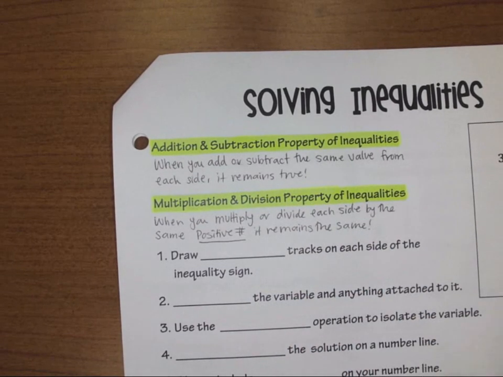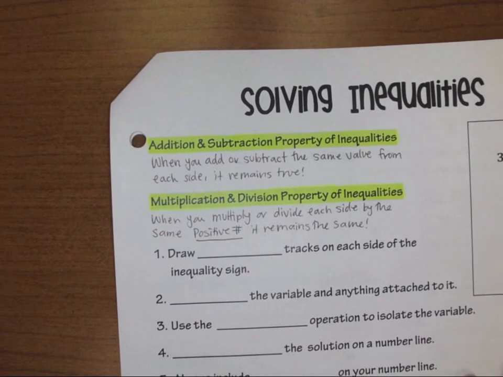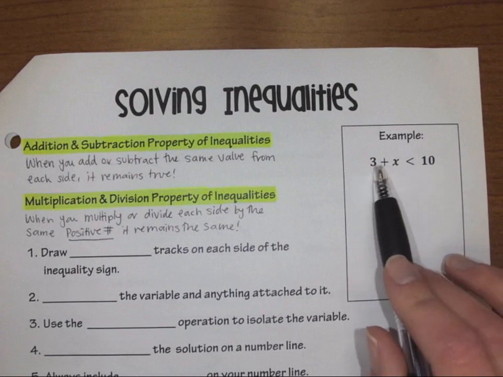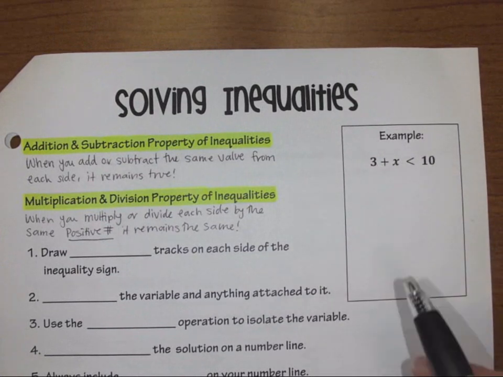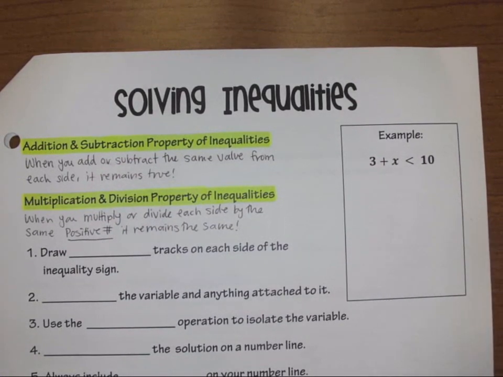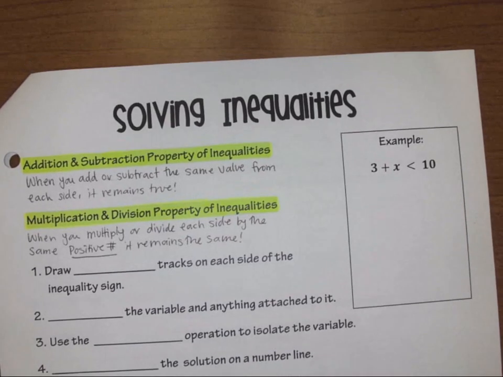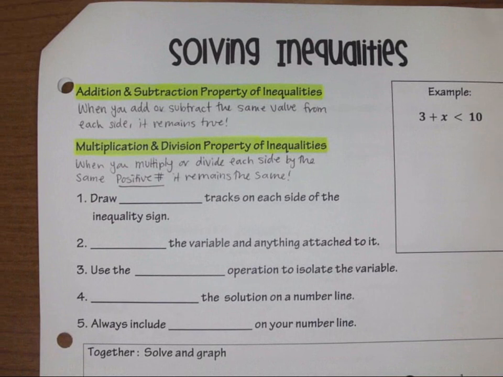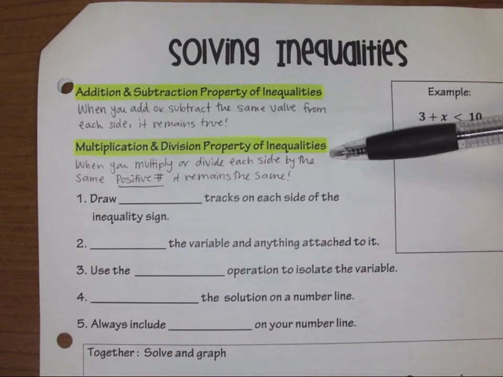So just like what we saw when we were solving equations, if I add the same amount to both sides, it's going to stay balanced. Or if I subtract the same amount, it'll stay balanced. It'll stay true. So we're going to see what that means here in a minute when we try this example. But first, I also want you to write down the definition for this one.